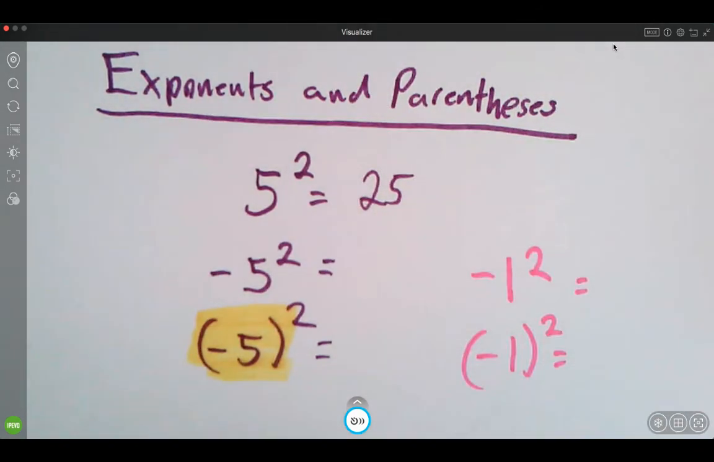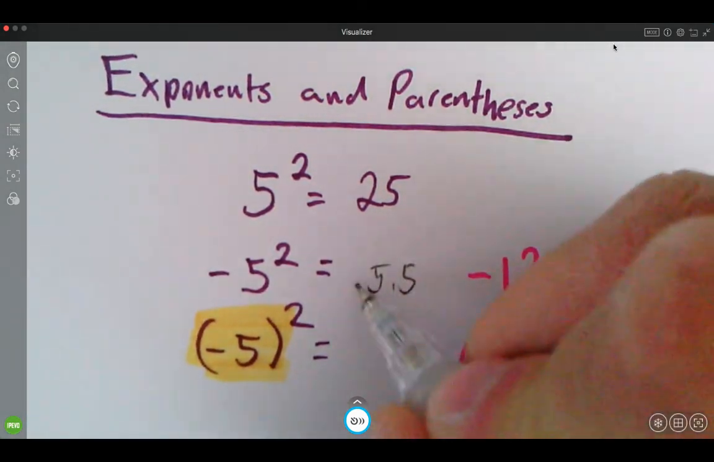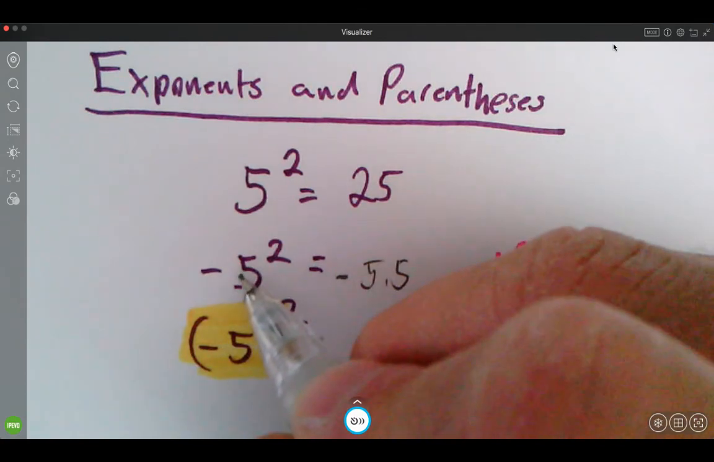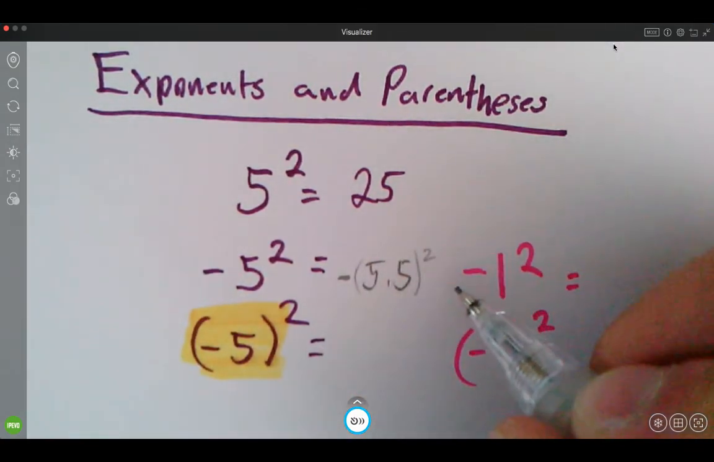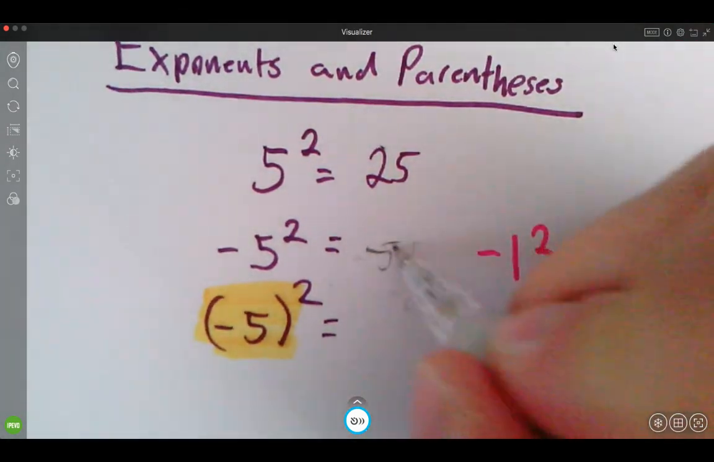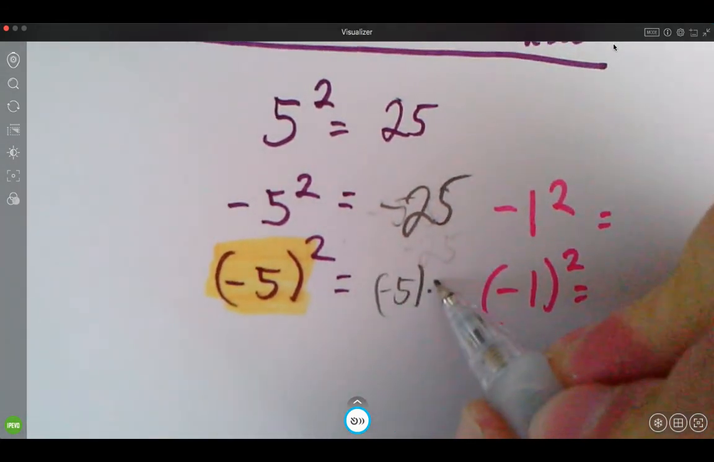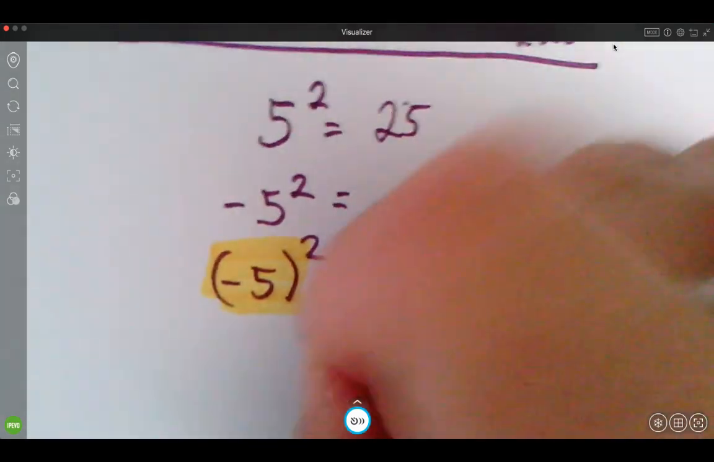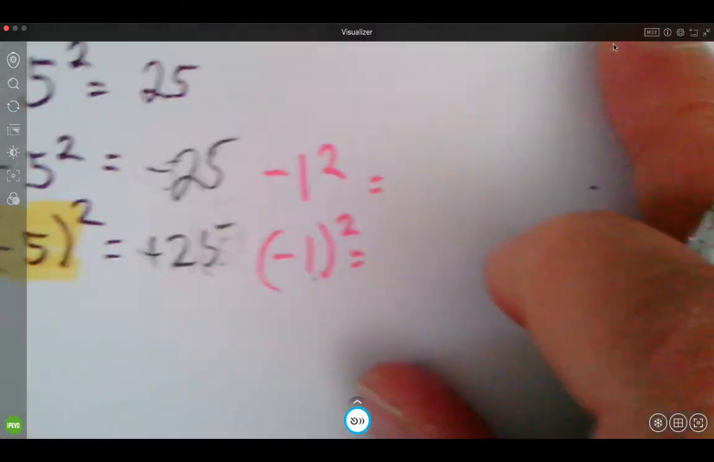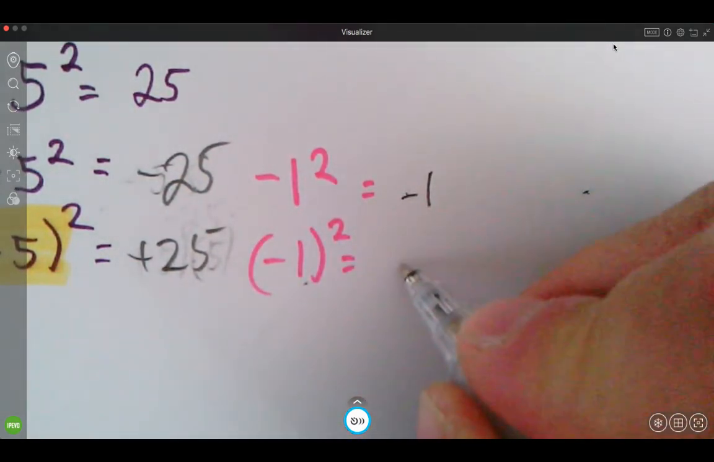So again, if I fill this in, -5 squared with no parentheses is really just like 5 times 5 with the negative on the outside. It's not -5 times -5. It's kind of like that basically, which is -25. So that answer is -25. Okay, and then here, this is -5 in parentheses times -5, which is +25, okay, +25. So quickly looking at this side, -1 squared like that is -1. -1 squared with the parentheses is +1.